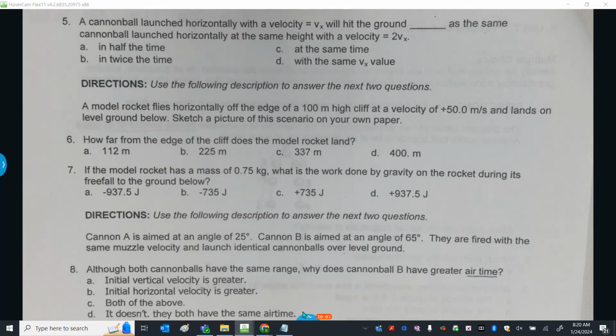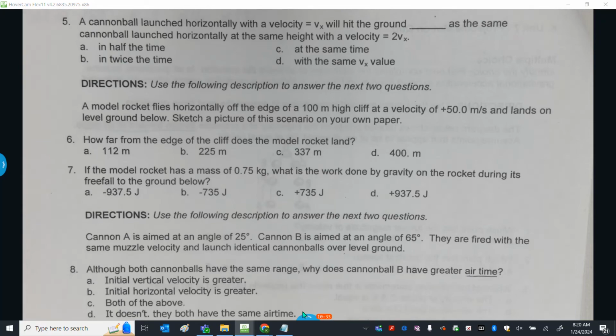It says, a cannonball launched horizontally with a velocity of Vx will hit the ground blank as the same cannonball launched horizontally at the same height with a velocity of 2Vx. In other words, if I double the velocity of my projectile, how does it affect the time that it takes to hit the ground? That's what this question is asking. Because it's saying we're doubling this, but we're leaving the height the same. And it's the same cannonball. So the only thing we're changing is the launch speed, but it's a horizontal launch.